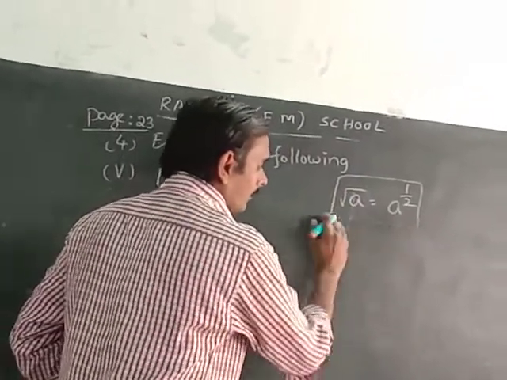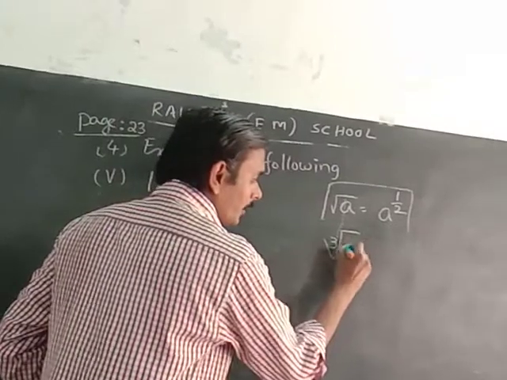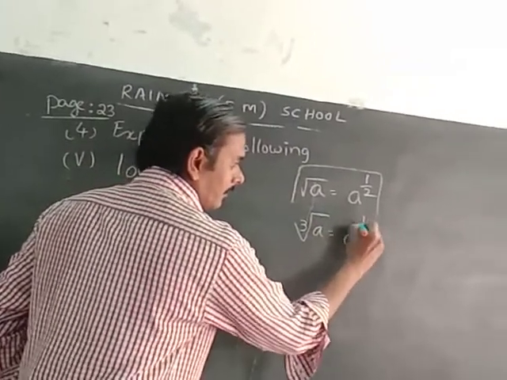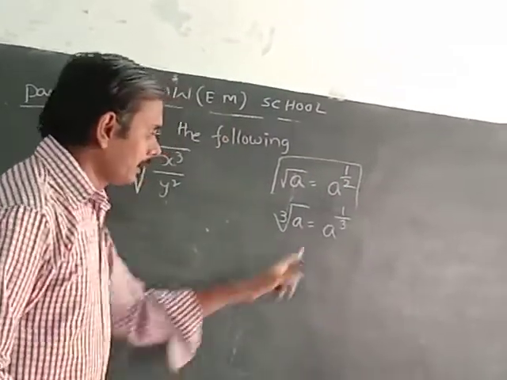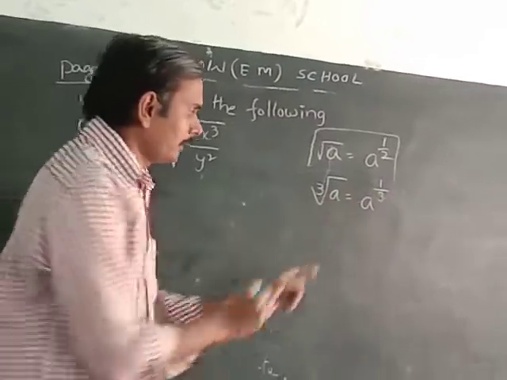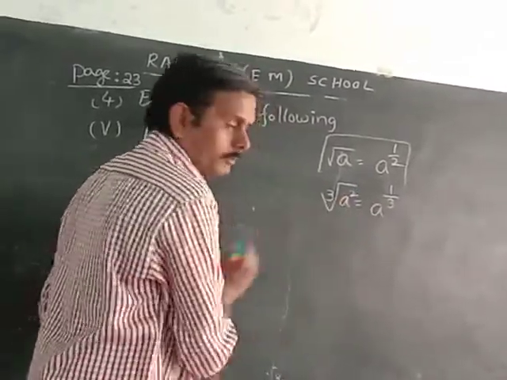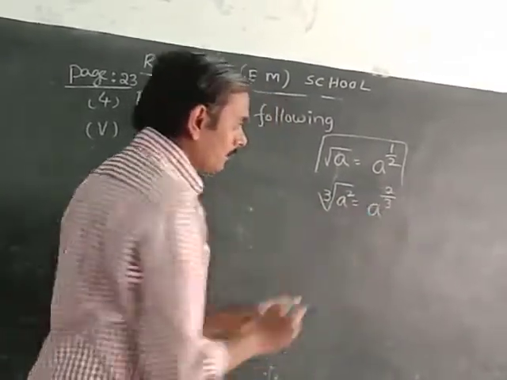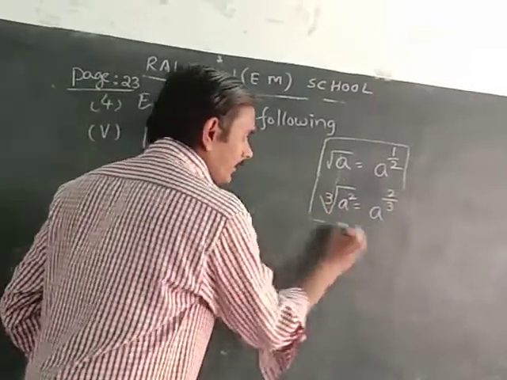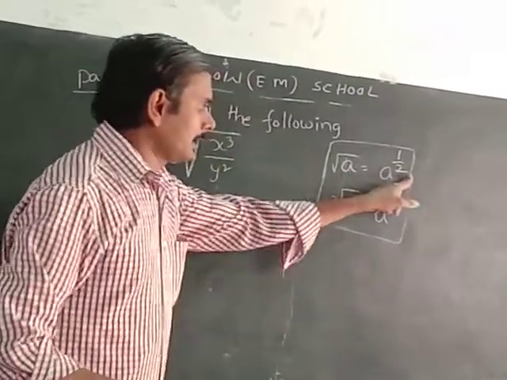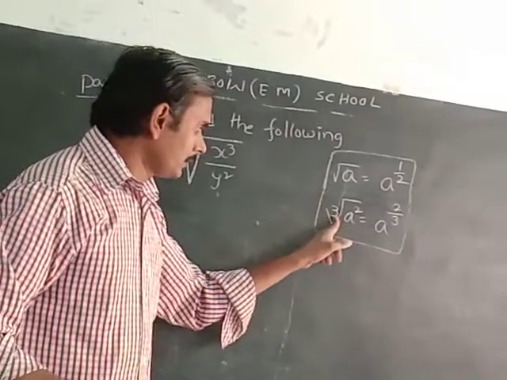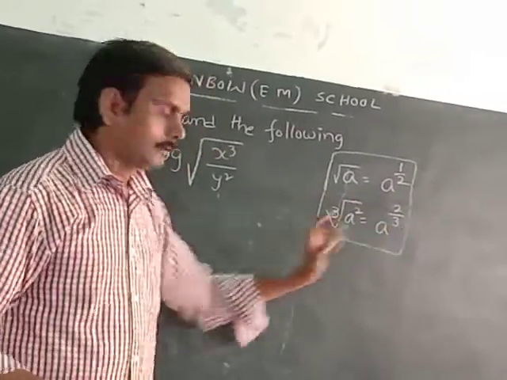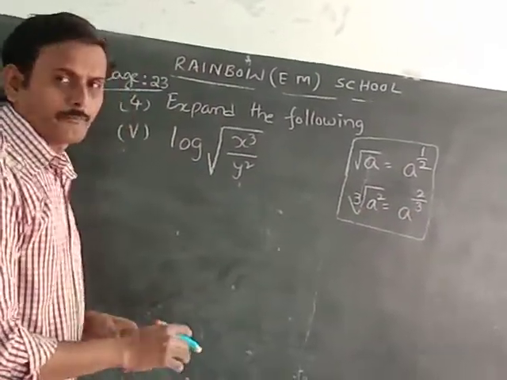Whenever another number is there, that number is used. For example, if we have cube root a, then we can write a power 1 by 3. The exponent is that number. For example, here if you have 2, then we can write 2 by 3. This form we have to remember. If no number is there, the denominator is taken as 2. Whichever number is there is taken as the denominator for the exponent fraction.